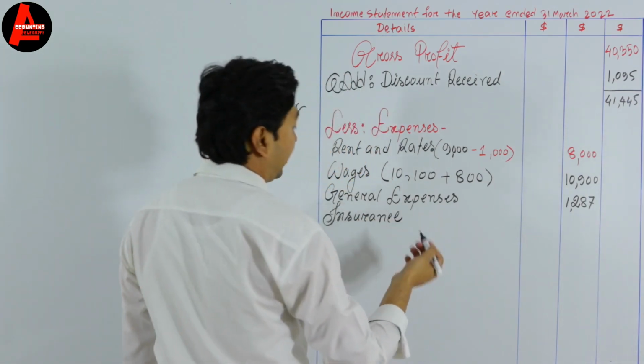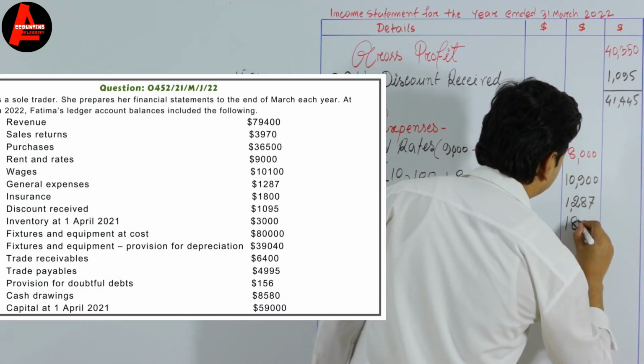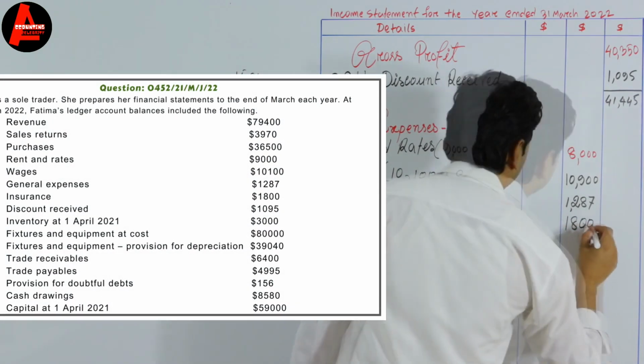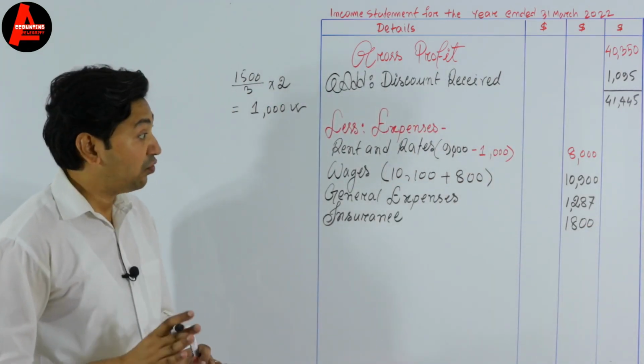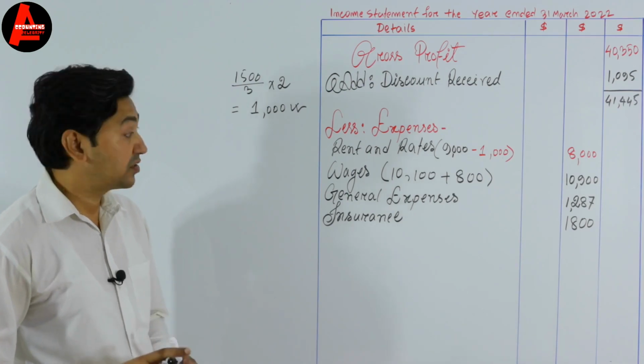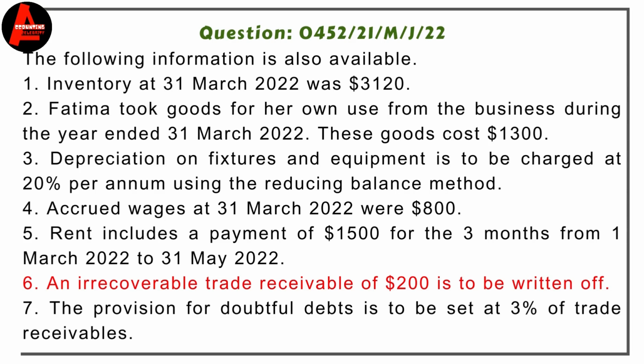So same thing, it has no adjustment, so we will write here directly $1,800. Okay, so we have no more expenses in the question. Now we have some adjustments we need to write here. So let us have a look at number 6. An irrecoverable trade receivable, $200, is to be written off.